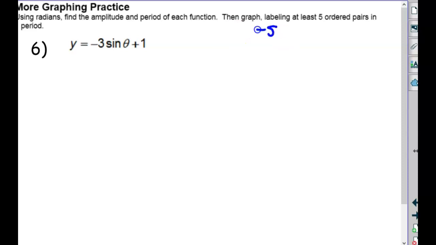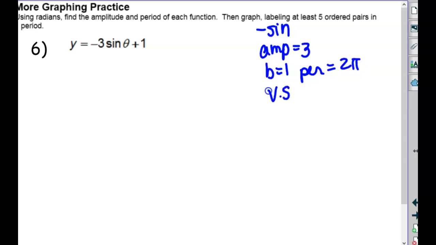It is a negative sine graph, right? The amplitude is +3. Yes, don't state an amplitude as a negative. The B value is just 1, so the period is 2 pi. And the vertical shift is, woo, not down 1. Just checking if you're all awake. Up 1. So the midline is at y equals 1.